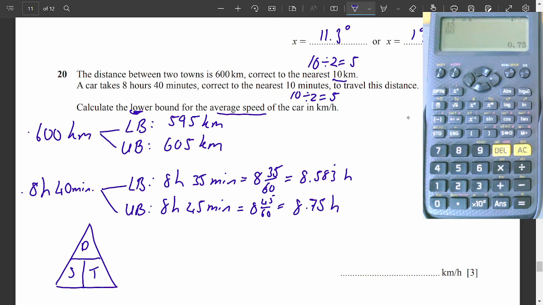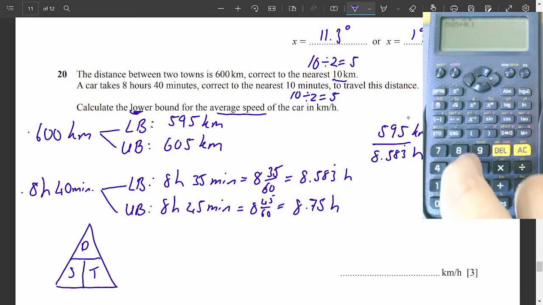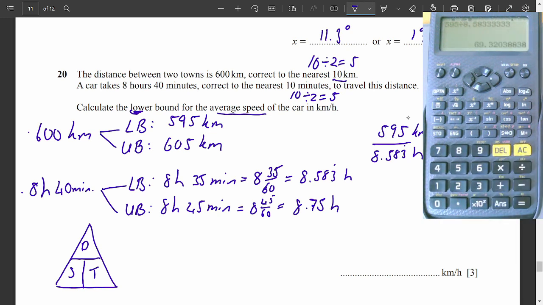If we were to take the lower values, okay, 595 kilometers, and the lowest, shortest, quickest time it could possibly be, see, kilometers per hour. Look what we will get. Okay, 595 divided by 8.583 recurring. Yeah, we'll get 69.32. Average speed is kilometers per hour. Okay. Not sure you can see that.